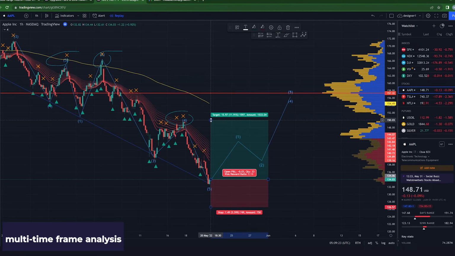Then once the trade reaches that point, we're not going to take profit, but we're going to put a trailing stop loss, which is going to guarantee us a profit on this trade. So now that we have that, let's see how the market played out.